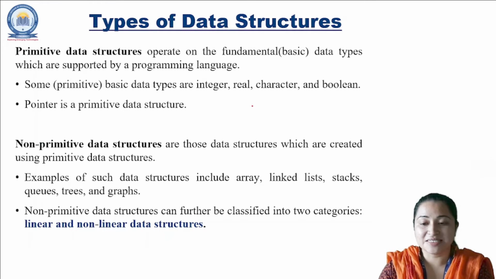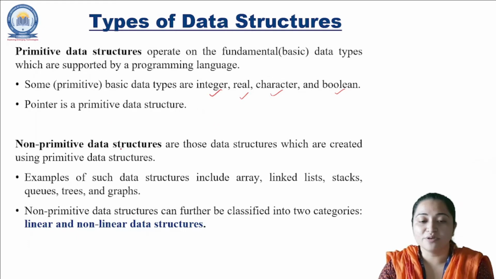So, let us discuss primitive data structures. Primitive data structures operate on the fundamental or basic data types which are supported by a programming language. Some primitive or basic data types are integer, real, character and boolean, as we have already discussed. Pointer is also a primitive data structure as it operates on primitive data types.